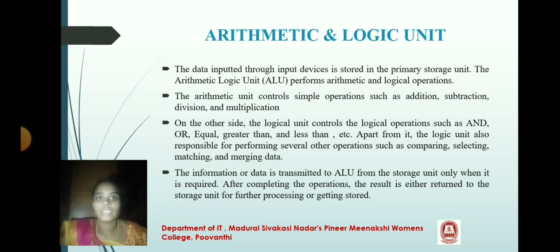The information or data is transmitted to the arithmetic and logic unit from the secondary storage unit only when it is required. After completing the operation, the result is either returned to the storage unit for further processing or stored.